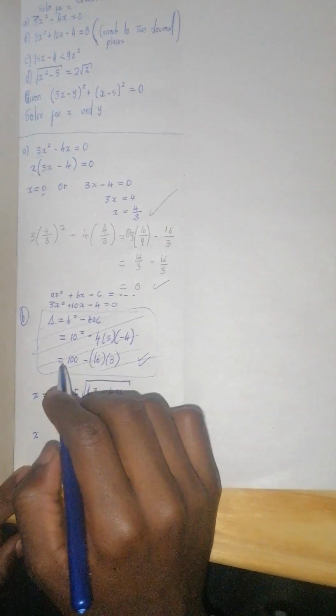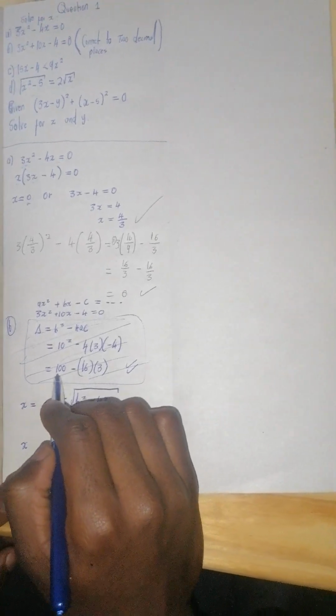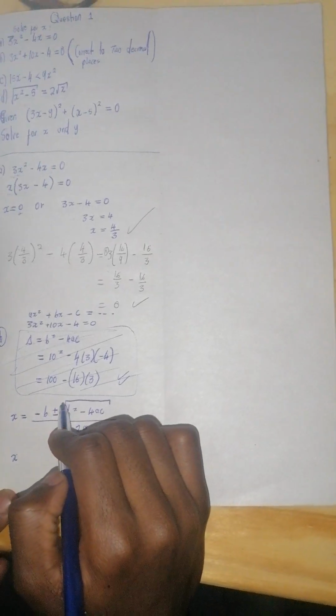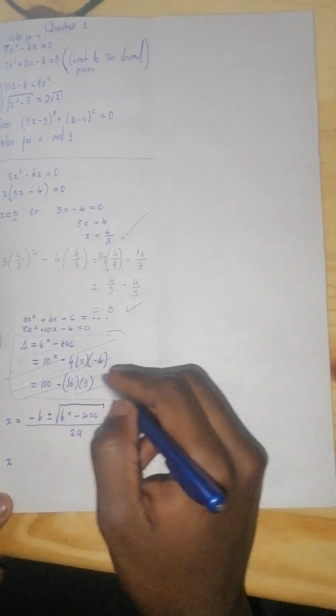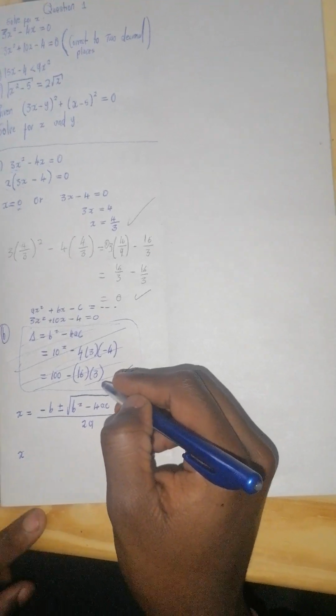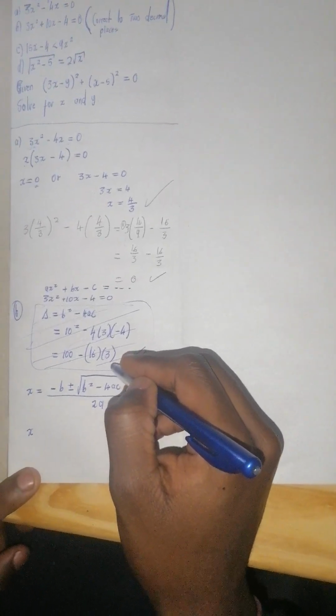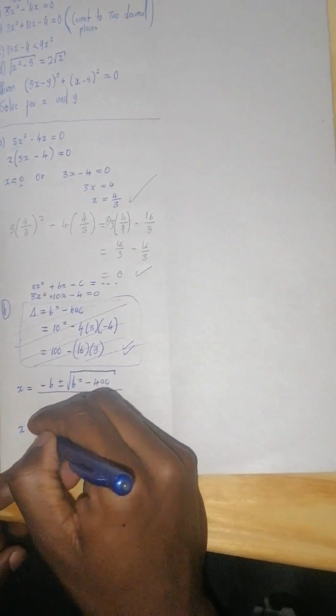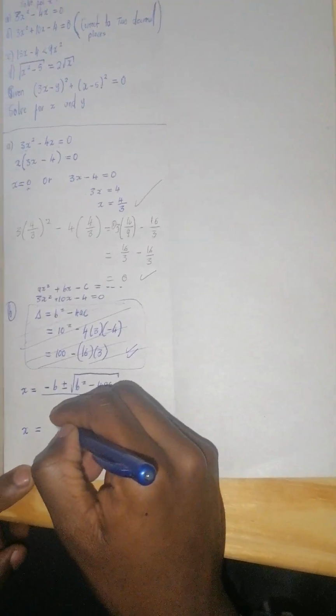The roots are real, but they are not equal, because this is 100 and this is not 100. 16 times 3 is not 100. It's probably 32, 48. It's 48. So it's 100 minus 48. So we see that it's going to give us how much? It's going to give us 52 probably. I'm not good with mental math.